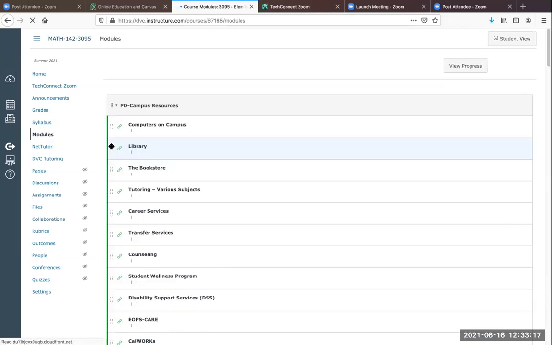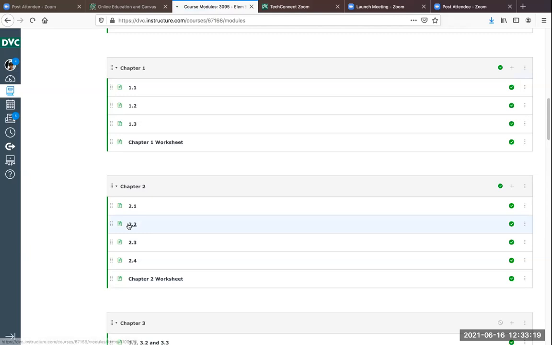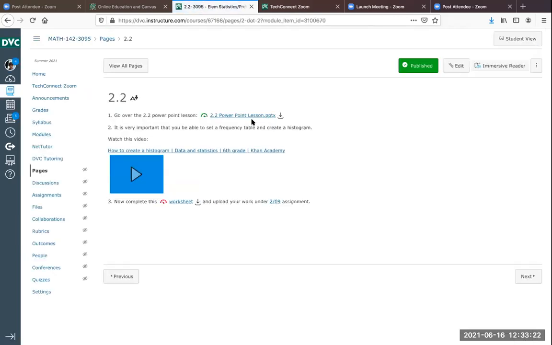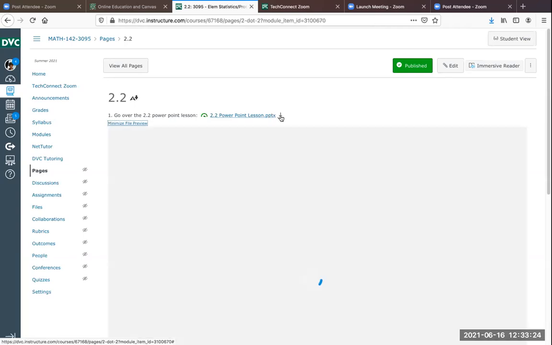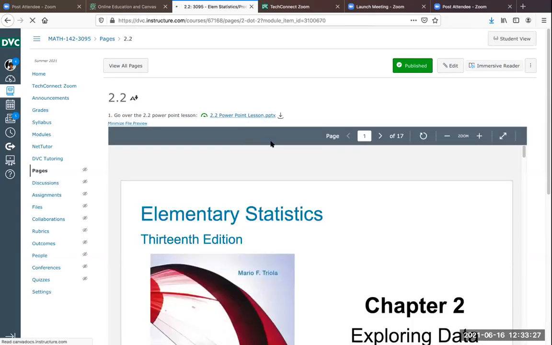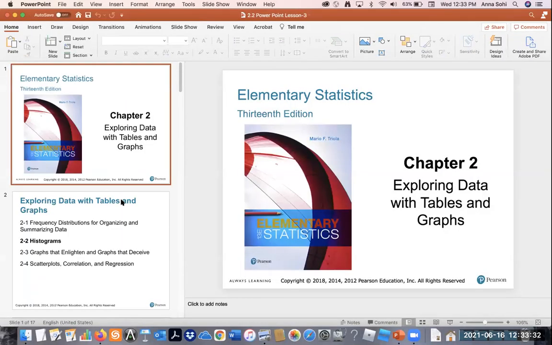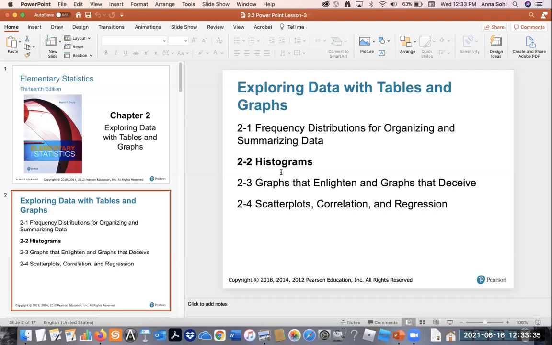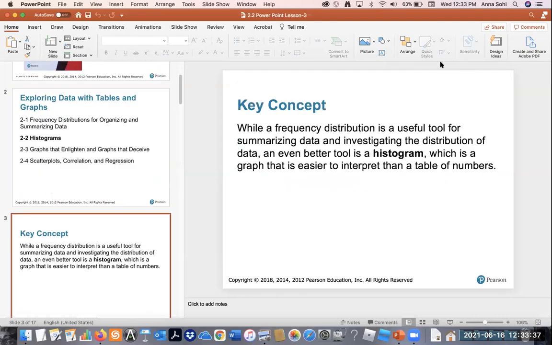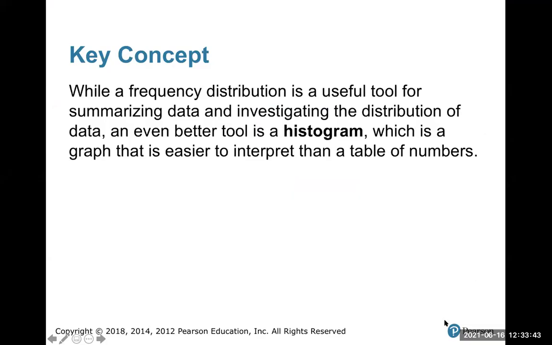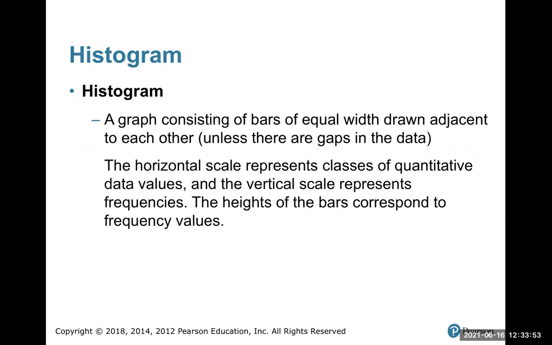So let's go to modules. Let's go to 2.2. Histograms. Okay, here are the key concepts. It's very useful for summarizing data, as you have already seen. Even better as a histogram, so you can easily visualize the numbers on the graph.